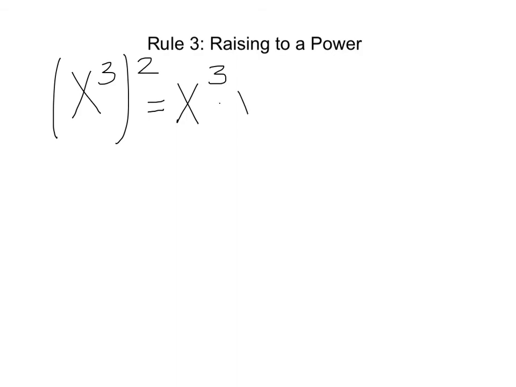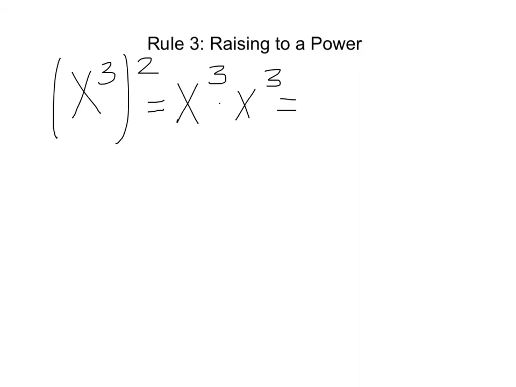Our last rule today, Rule 3, is called raising to a power. Raising to a power means that we have an exponent that we're raising to another exponent. What that looks like is a variable with an exponent in parentheses being raised to another power. So let's go ahead and prove this. If I have x to the 3rd squared, that means I have x to the 3rd times x to the 3rd.